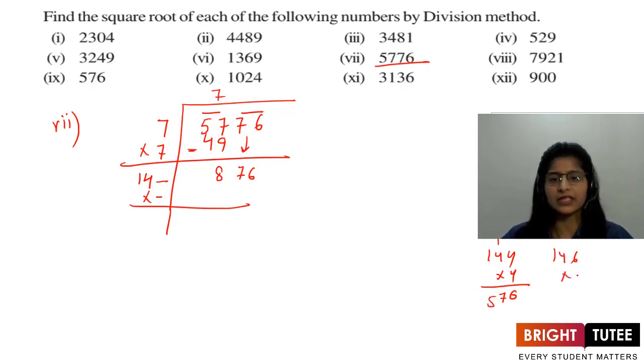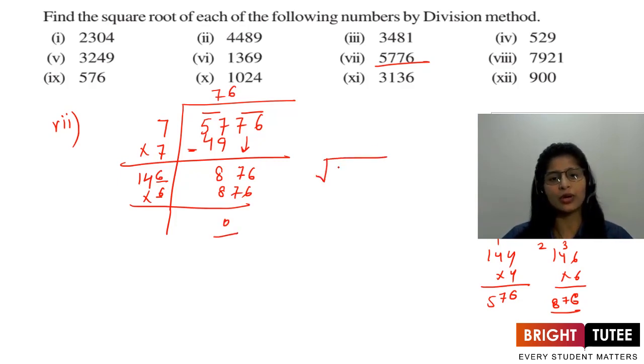Let's try with 6. 6 6s are 36, 3 is the carry. 6 4s are 24 and 3, 27, 2 is the carry. 6 1s are 6 and 2, 8. Yes, we get 876 at 6. So we'll place 6 here and write 876 here. The remainder is 0. So the square root of 5776 is 76. Clear? This is how we calculate and solve the questions for long division.